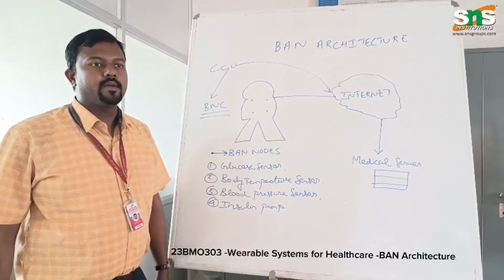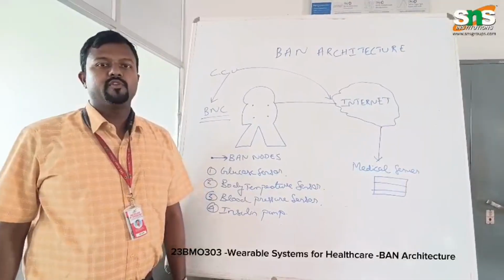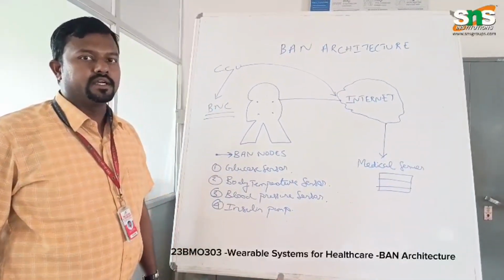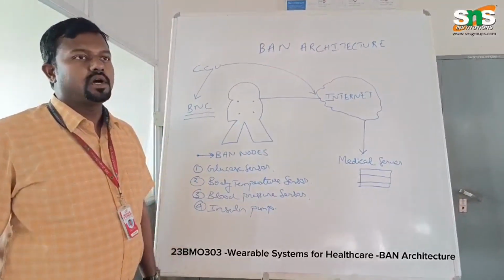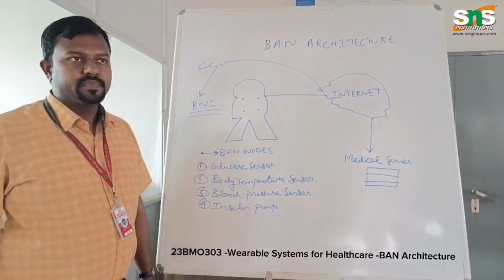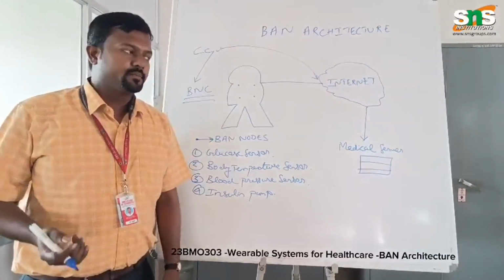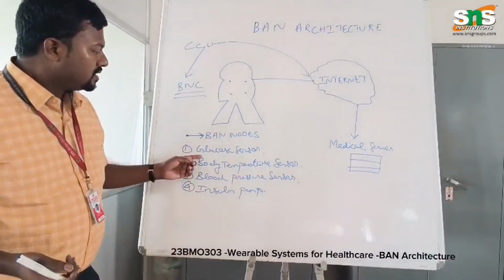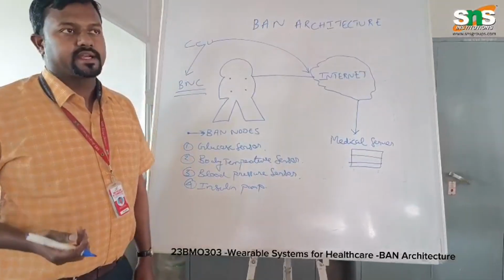In today's class, I am going to discuss about BAN architecture. The full form of BAN is Body Area Network. It is a developed model which is used to monitor the parameters of a human body. When we speak about the term parameters, the basic parameters are temperature, glucose sensor, blood pressure monitoring and motion activities.